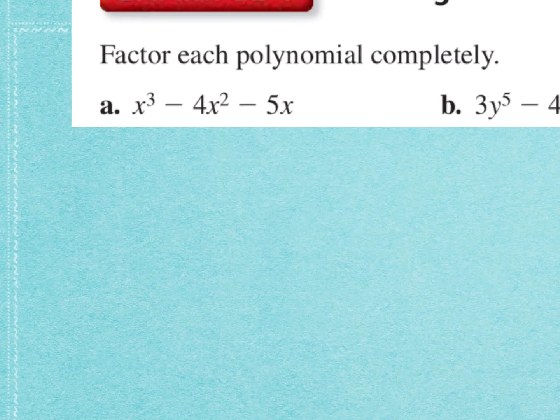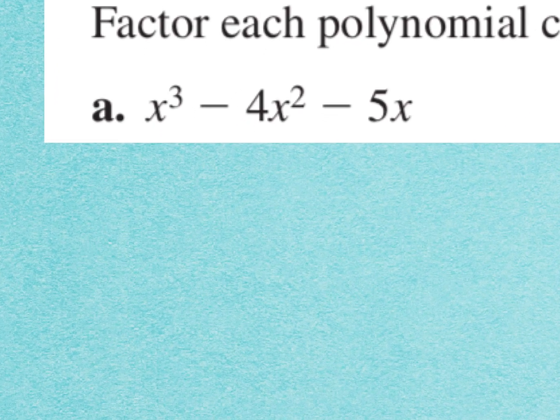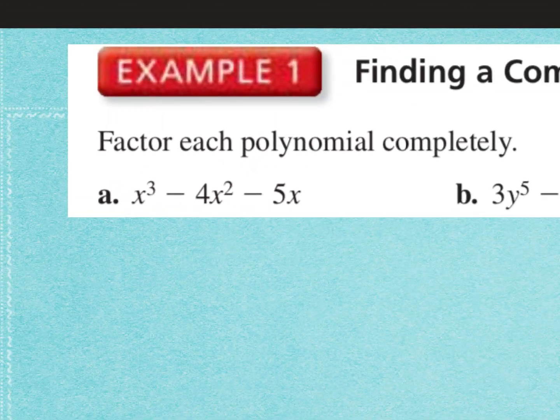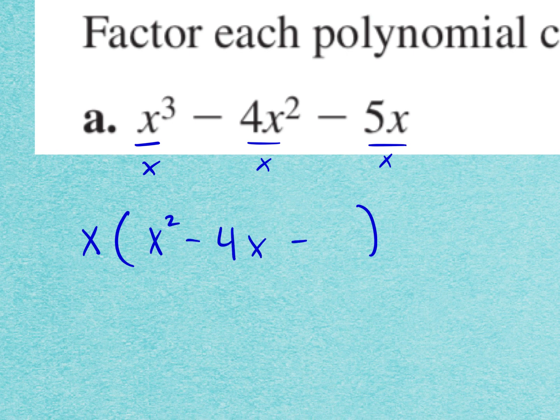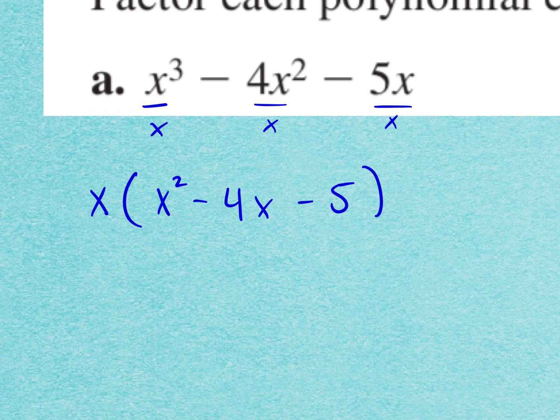Let's take a look at example 1A. So these are the examples where we have to take out a GCF. Looking at example A, what's my GCF? X. So I'm going to divide them all by X. Take that X and put it on the outside. What am I left with when I take out an X? Perfect. X squared minus 4X minus 5.